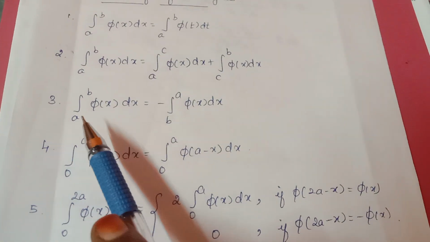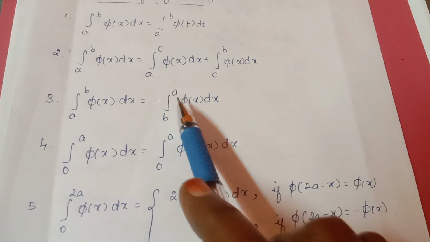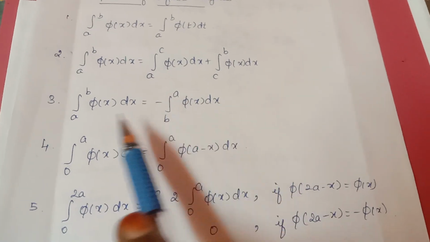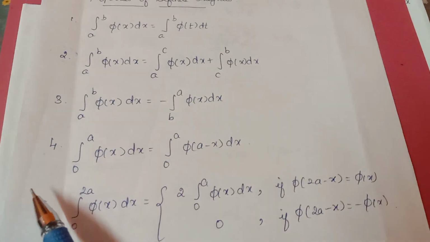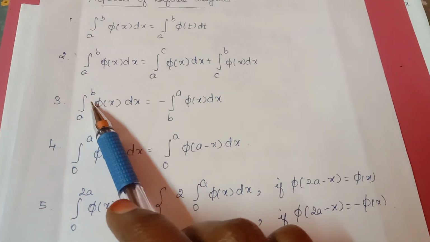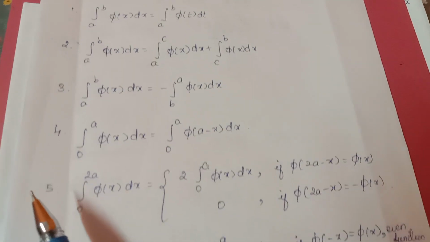Then the third one is integral a to b phi of x dx is equal to minus integral b to a phi of x dx. That means if you change the limits of integration, then the sign will be changed. Here the limit is a to b, here the limit is b to a, and the sign is changed to negative.